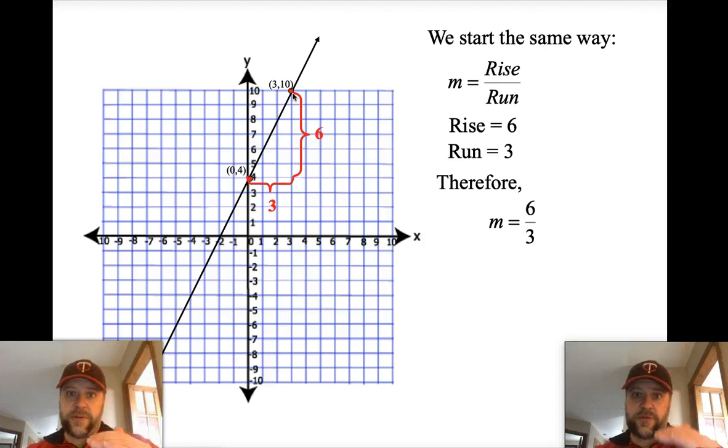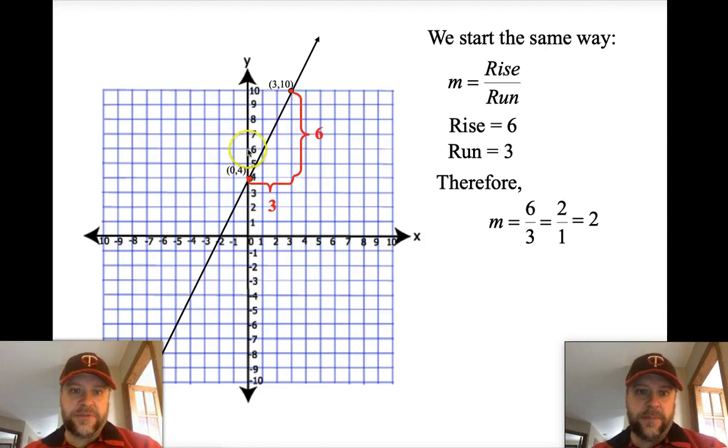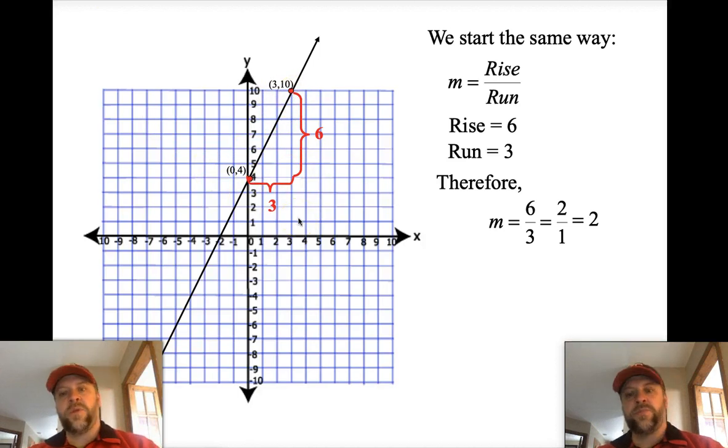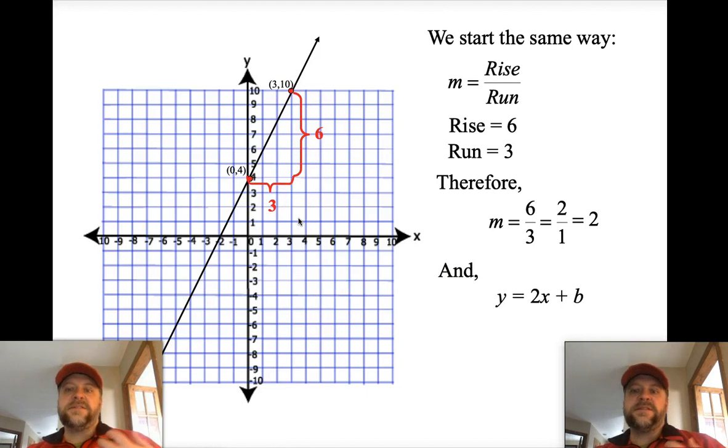Well, 6 over 3, that's really 6 divided by 3. That's really 2 over 1, and that's really just 2. And that makes sense. It goes up 2 over 1, up 2 over 1, up 2 over 1. And if I go that many spaces, I get 3 and 6. All right, let's look for it now.